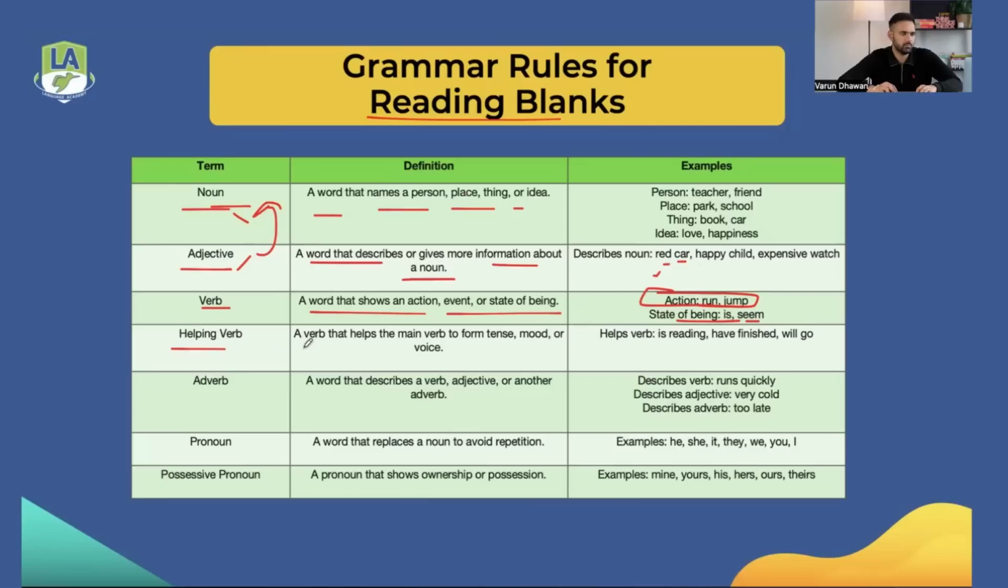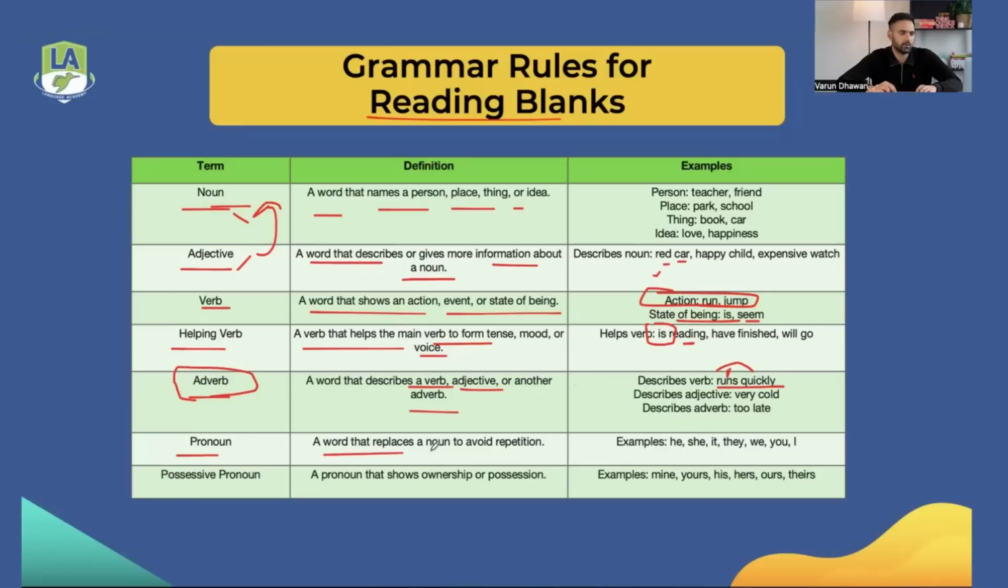Helping verb: a verb that helps the main verb to form tense, mood, or voice. Words like is, am, are are helping verbs. He is reading. Reading here is a verb, but the helping verb is here. Adverb: a word that describes a verb, adjective, or another adverb. So, he runs quickly. Running is a verb, but we are getting more information about how he runs: quickly. So that's an adverb, a word which gives you more information about the verb.